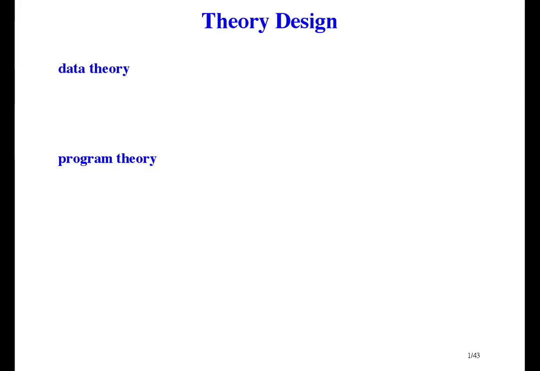We have been talking about theory design. There are two styles of theory design, and so far we have just talked about data theory design. That style is to have operations like push, which can take a data structure as argument and return a data structure as result. One thing you might do with the result is assign it to a variable.